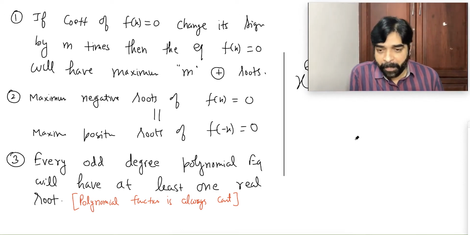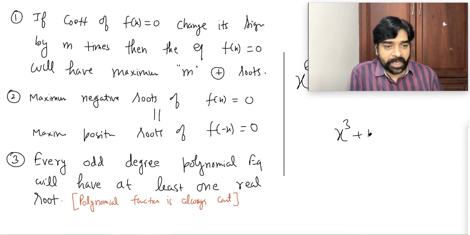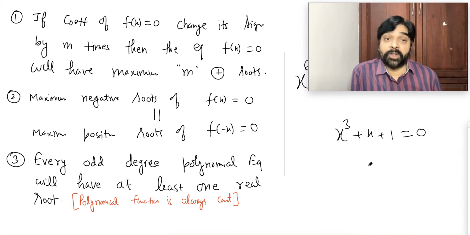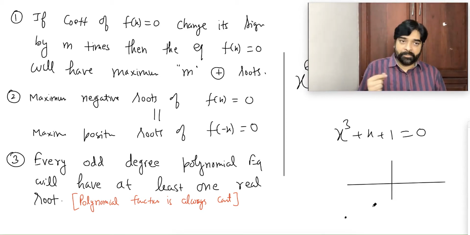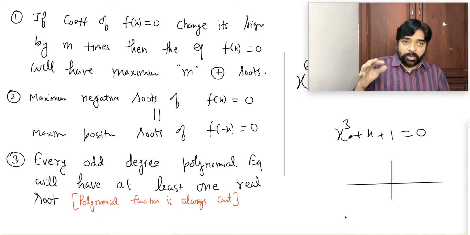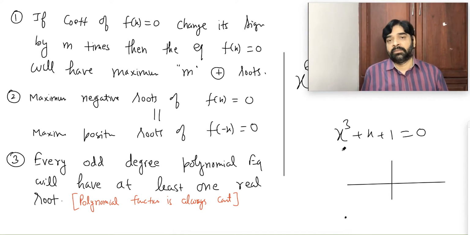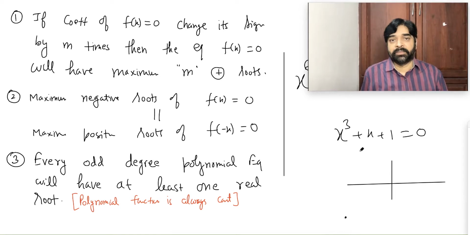Look carefully, everybody. When we say odd degree polynomial, let me explain by example. Suppose I say x cube plus x plus 1 equal to 0. If I put x equal to minus infinity, the graph will be here. Why? If you put x equal to minus infinity, minus infinity power cube will be minus infinity.